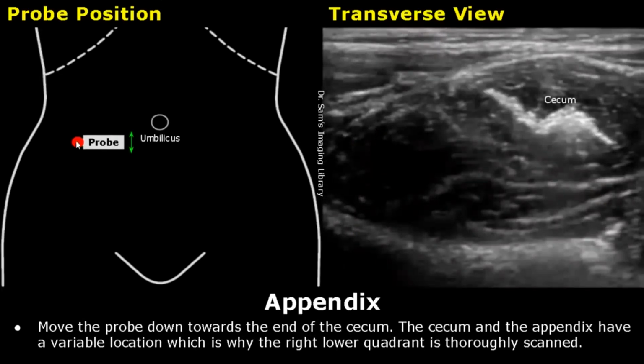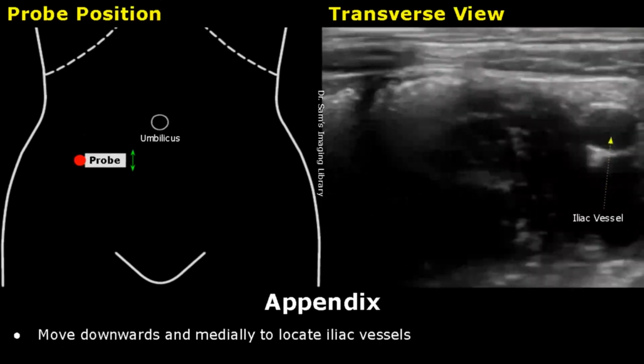Move the probe down towards the end of the cecum. This is done to make sure we thoroughly examine the right lower quadrant, and it helps us in locating the appendix if it is not found up till this point. Both the cecum and the appendix have variable location. Move downwards and medially to locate the iliac vessels. This is the iliac vessel. This will be the image formed.